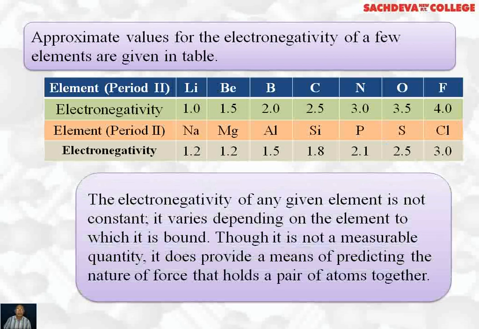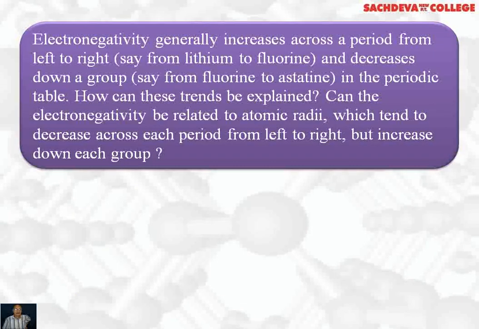The electronegativity of any given element is not constant. It varies depending upon the element to which it is bound. Though it is not a measurable quantity, it does provide a means of predicting the nature of the force that holds a pair of atoms together. Electronegativity generally increases across a period from left to right, from lithium to fluorine, and decreases down the group from fluorine to astatine in the periodic table.